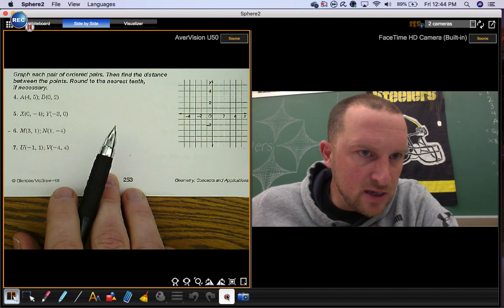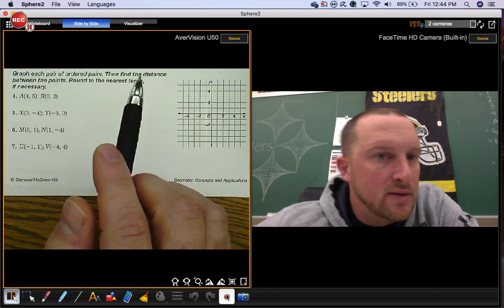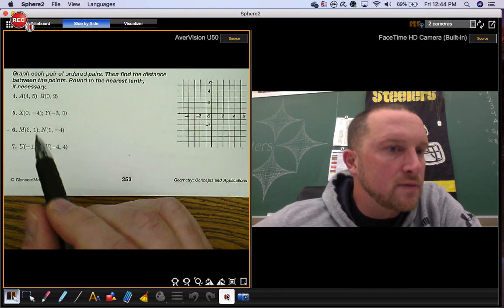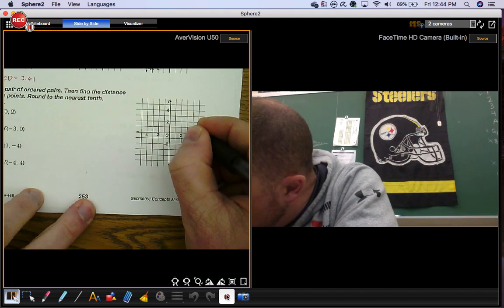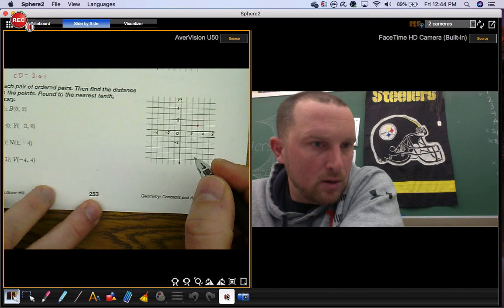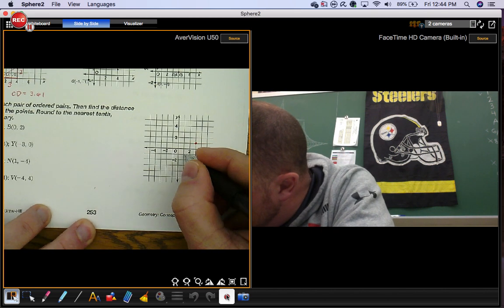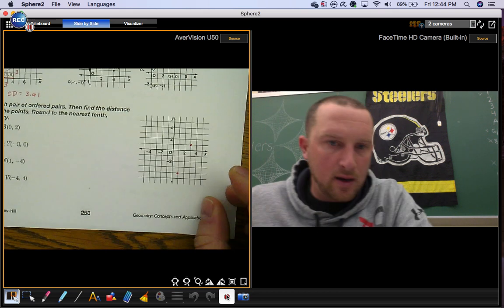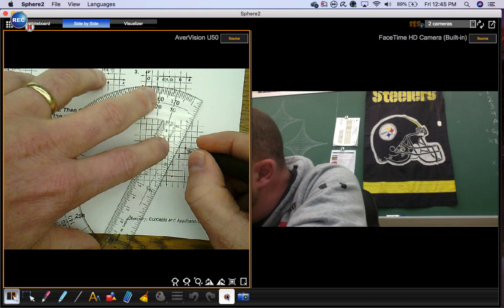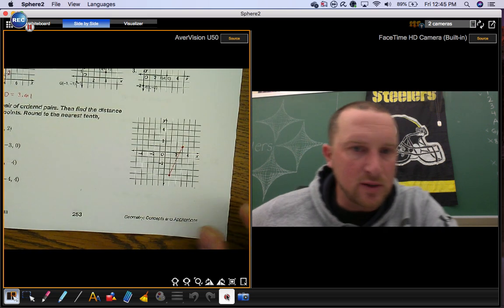We're going to graph each pair of ordered pairs, then find the distance between the points. Round to the nearest tenth, we'll do hundredth if necessary. M lives at 3, 1. So there's point M. N lives at 1, negative 4. That's point N. I want to find the distance between those ordered pairs.